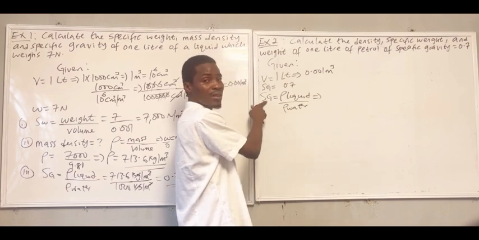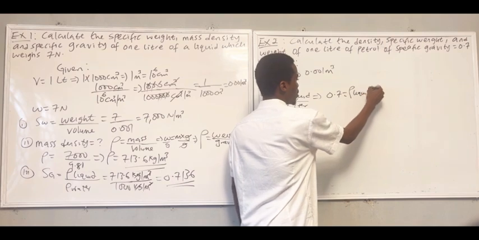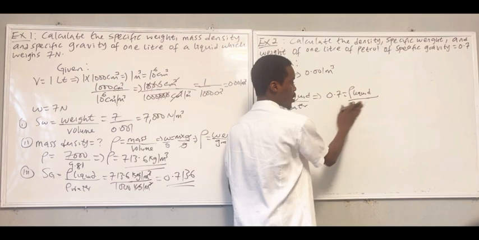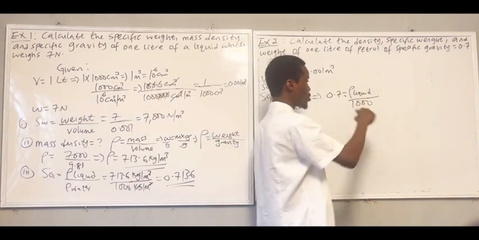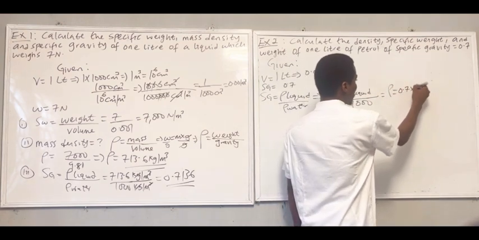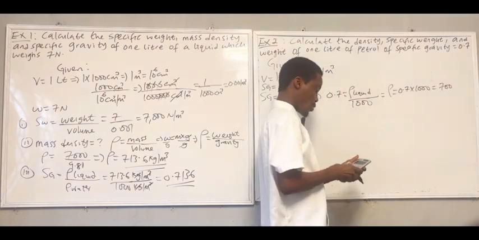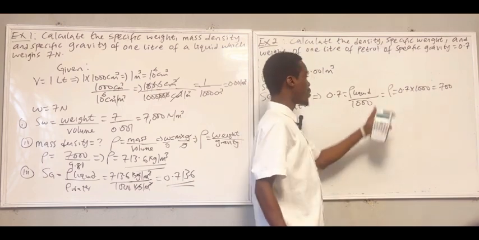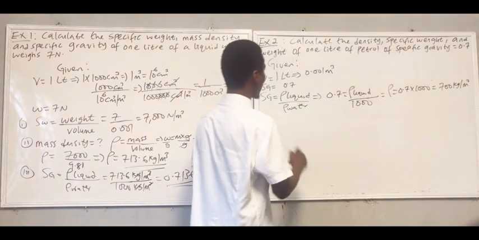So my specific gravity has been given as 0.7. So I'm going to have 0.7 is equal to density of a liquid all over density of water. Our density of water is always 1000. If I cross multiply, I'm going to have my density as 0.7 times 1000, which is 700. So my density is 700 kilogram per meter cube. So I've calculated my density.